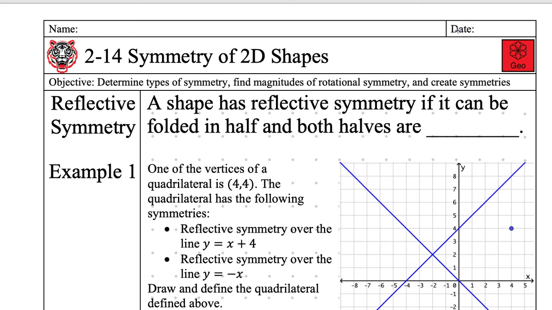All right, so today's date is Tuesday, November 19th, 2019. Today we're talking about the symmetry of 2D shapes. And before I talk about this lesson, let's take a look at our unit guide.